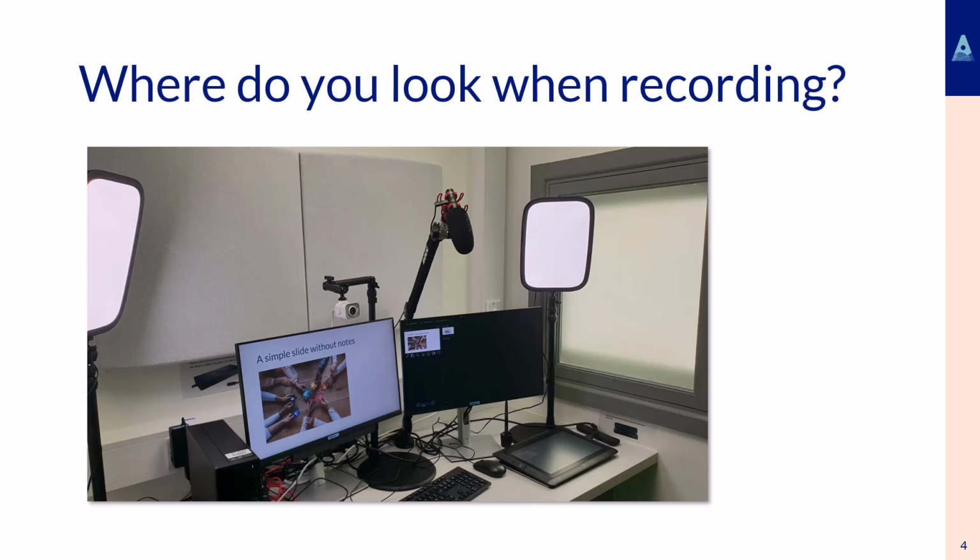Let's think about where you look when you're recording an instructional video. Do you look at the webcam, the slides on the screen, the notes on the screen, the auto cue device, your writing tablet, other input devices, notes on the desk, off into the distance, or all of the above? Do you have a strategy for this, or is it left to chance?